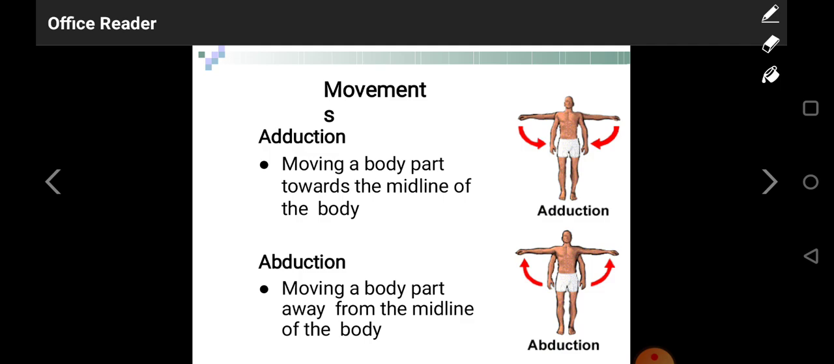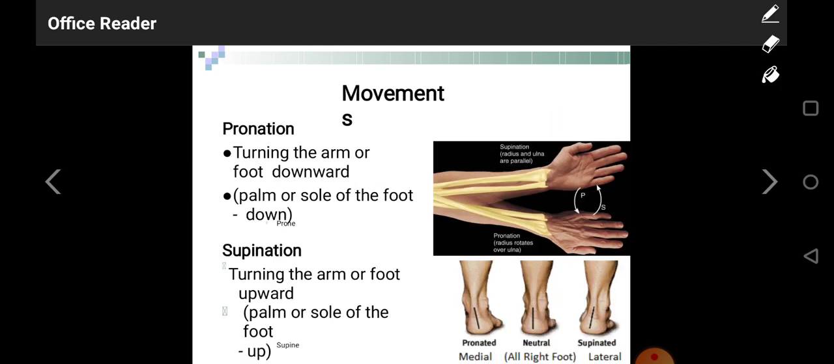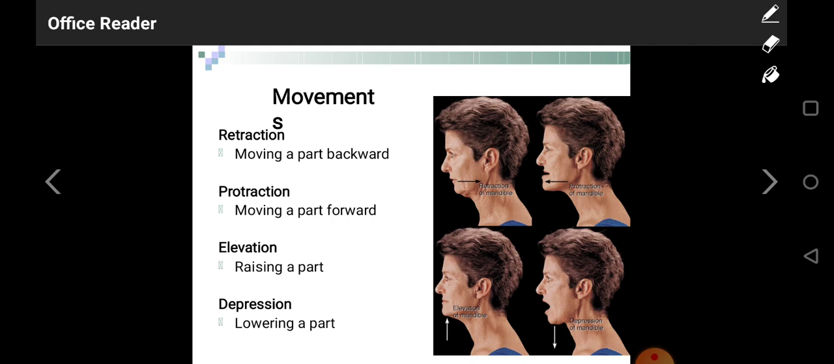Then adduction, moving a body part towards the midline of the body, it is adduction. Abduction means moving a body part away from the midline. Pronation, turning the arm or the foot downward, and supination, turning the arm or the foot upward. Then retraction, moving a part backward. Protraction, moving a part forward. Elevation, raising a part. Depression, lowering a part.